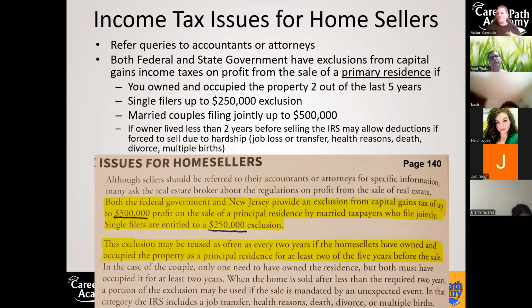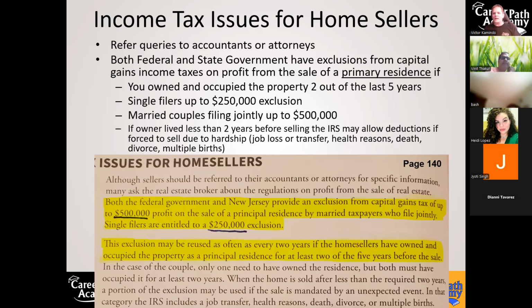Now, if an owner lived in their house for less than 2 out of the last 5 years, the IRS may still allow you to take this deduction if you were forced to sell due to a hardship. And what does the IRS classify as a hardship? Job loss, job transfer, health reasons, death, divorce, or multiple births that may have caused you to have to relocate. Then you could still qualify for a capital gains tax exclusion.